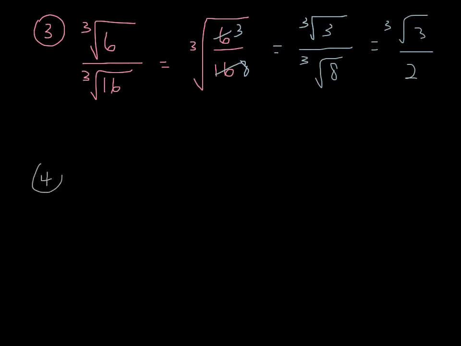My final example, example number 4. What if I've got a fraction like 12 square roots of 20 over 3 square roots of 4. I would simplify the outer numbers first. 12 divided by 3 makes 4. And then I would take a look at the square root of 20, the square root of 4.